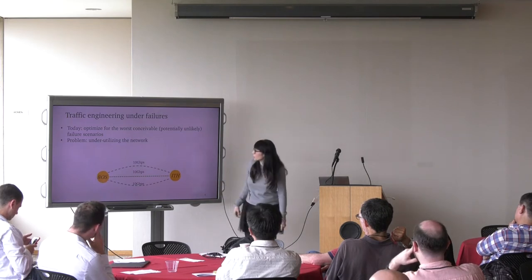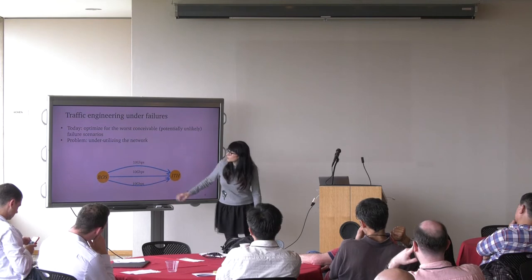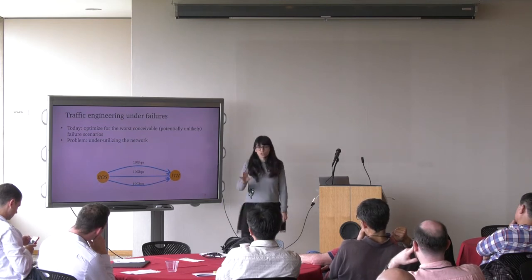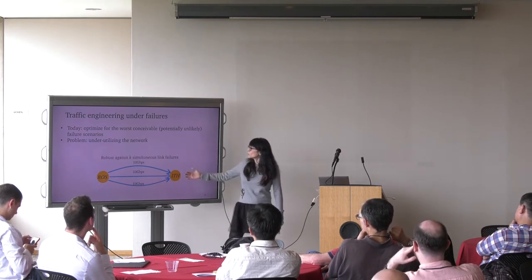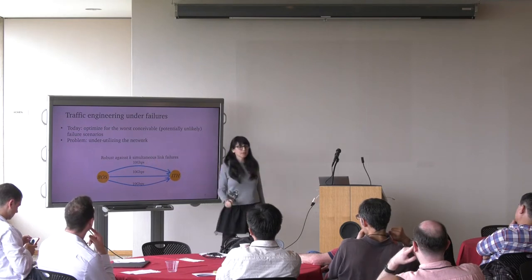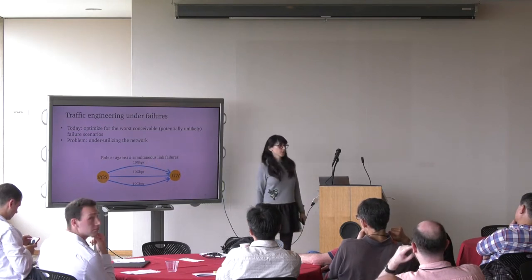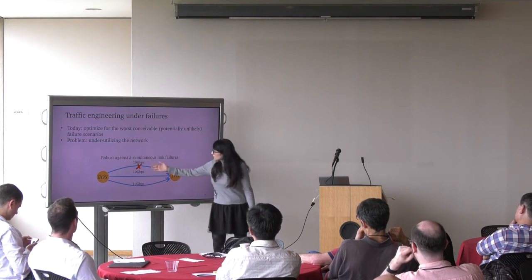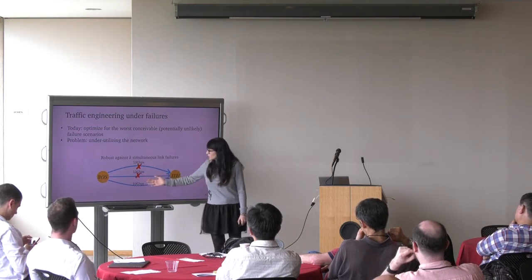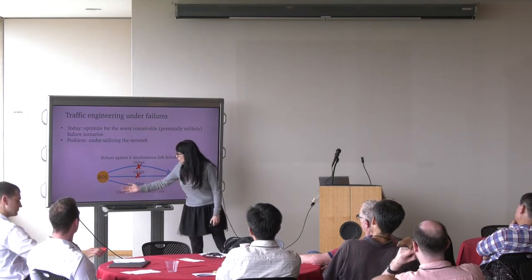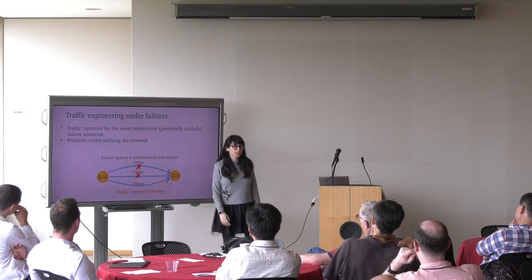And I want to illustrate that back to the same example that we have. We have Boston and Ithaca, and then we have these three paths between them, okay? So same example, but now I want to be robust against K simultaneous link failures. Let's say K is 2 in this case. What this means is that if this link is down and this link is down, the entire traffic demand should be able to be carried across this remaining link.